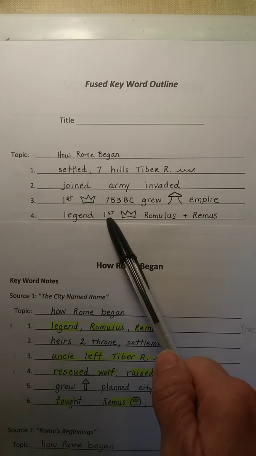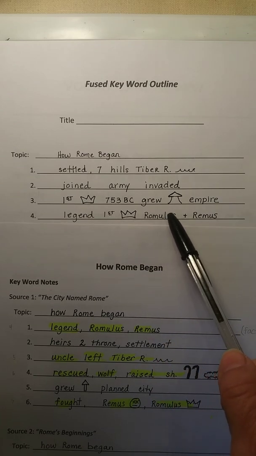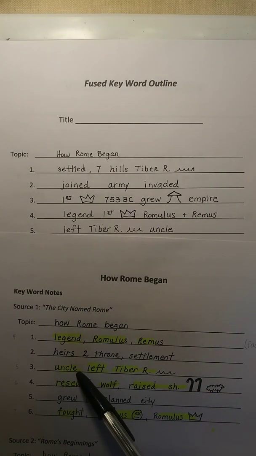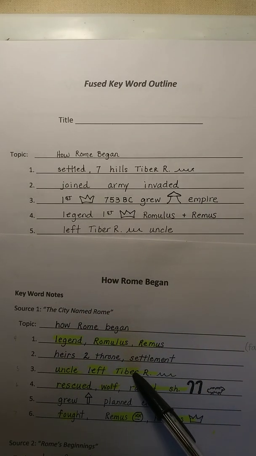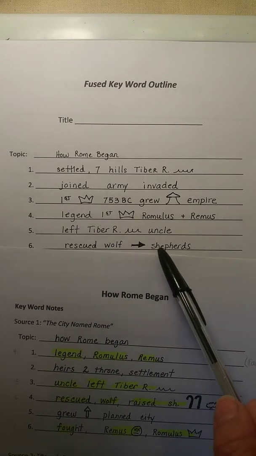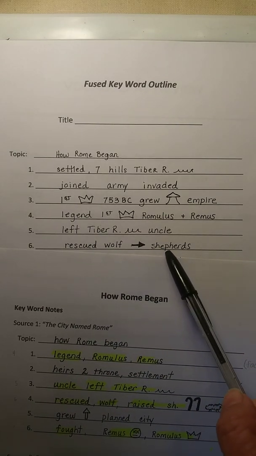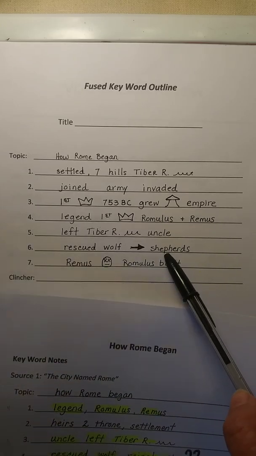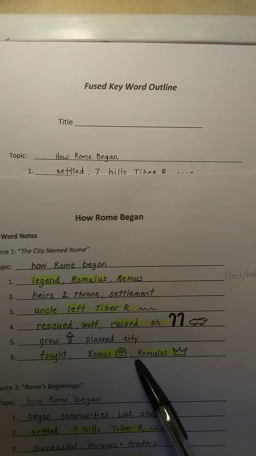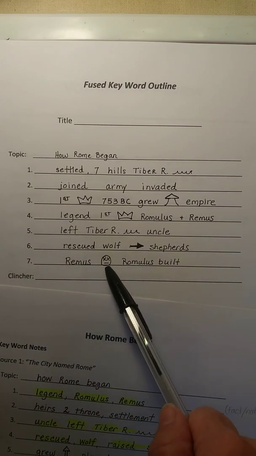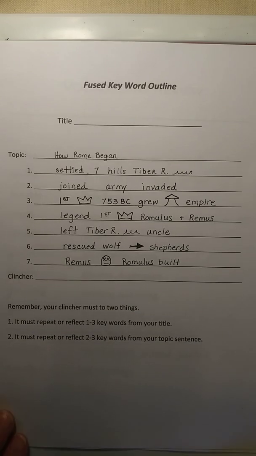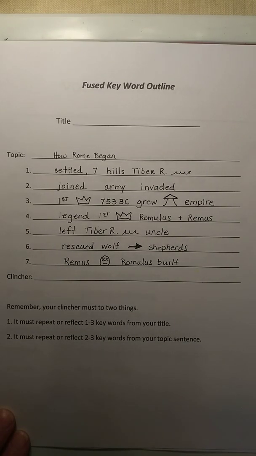Okay, the legend of the first king Romulus and his brother Remus. And then I'm going to add that his uncle left them in the Tiber River, and then that they were rescued by a wolf, raised by shepherds. And then lastly, I'm going to include the part where they fought, and where Remus died and Romulus ended up being the one to build the city. So that's my fused keyword outline.